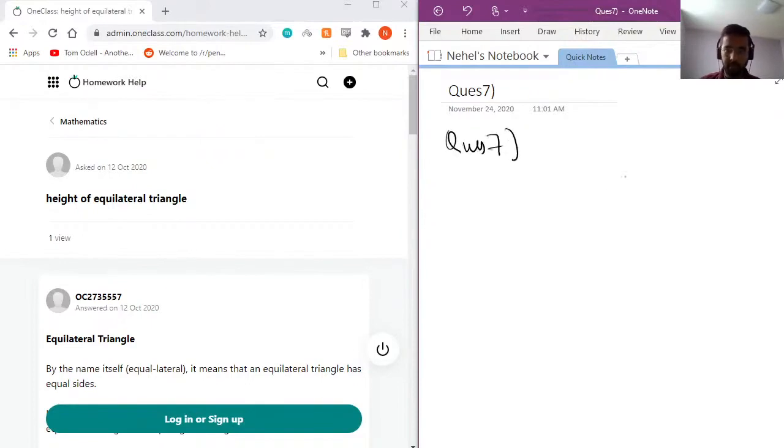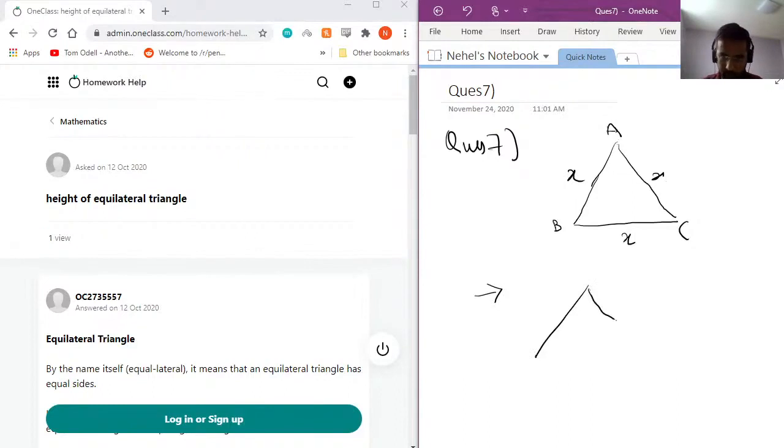Question 7. An equilateral triangle is actually a triangle which has all the sides the same. So if this is a triangle A, B, and C, all the three sides AB, AC, and BC are of the same length, so we can call them of length, let's say, X. What this question is asking us to do is find the height. So the height can be found. Let's draw the height first.